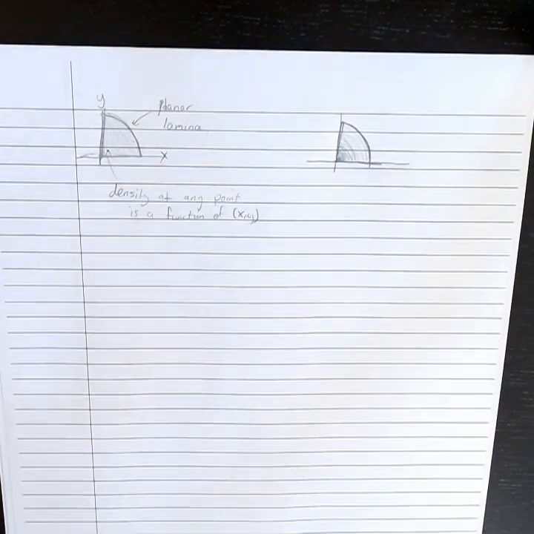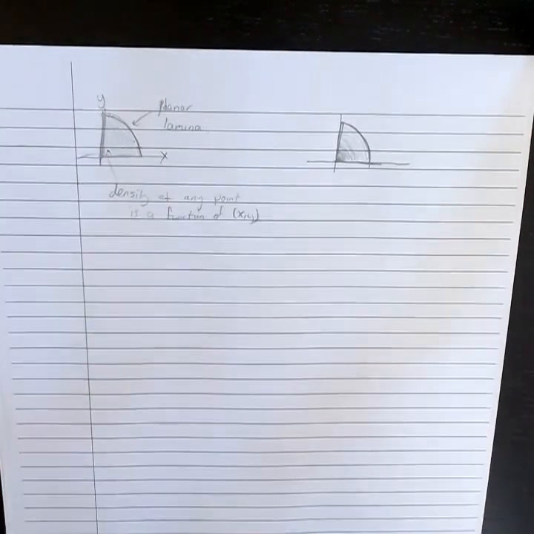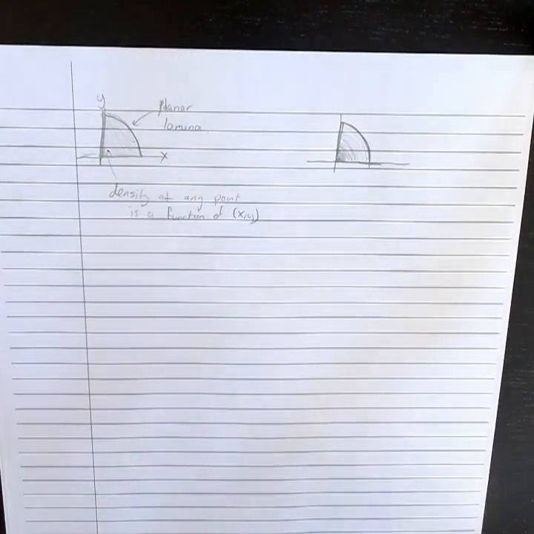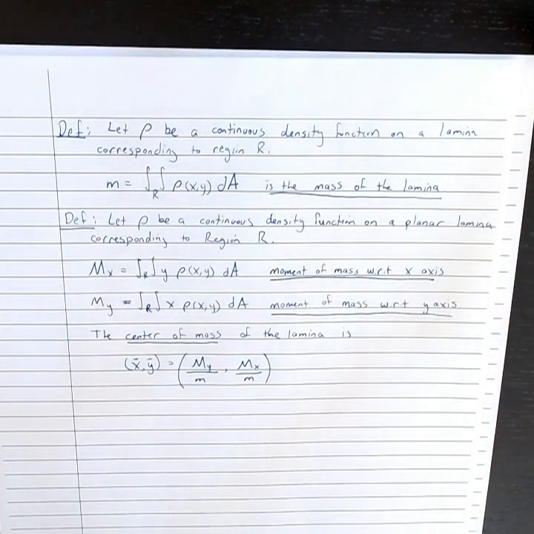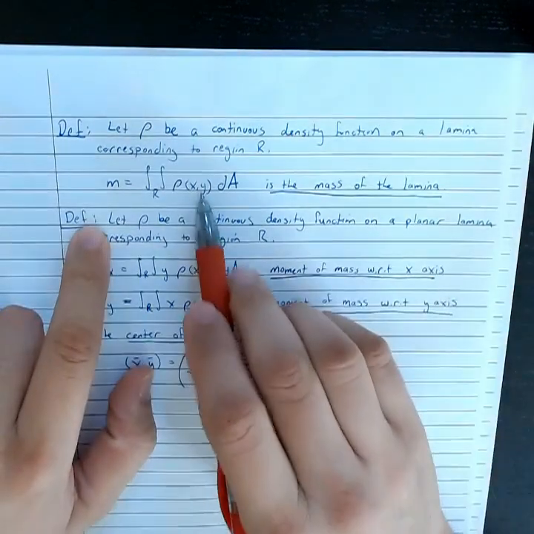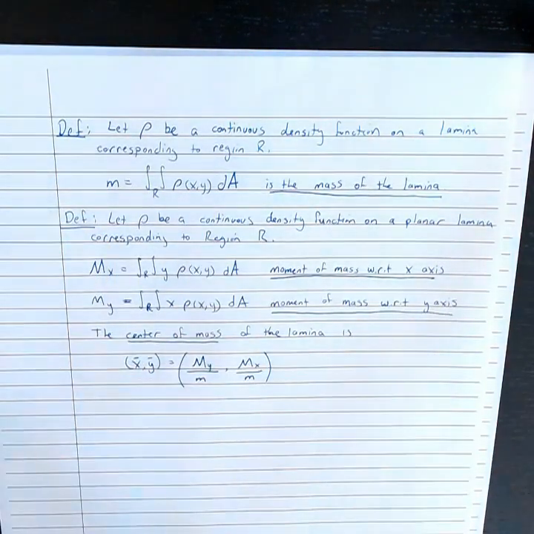So that brings us to some definitions here. This doesn't require any new math. This is an application of what we've seen in the last few sections. Here we have a definition. Let rho be a continuous density function. So here rho is actually a function of two variables, as you see here. Let it be a continuous density function on a lamina corresponding to a region R.